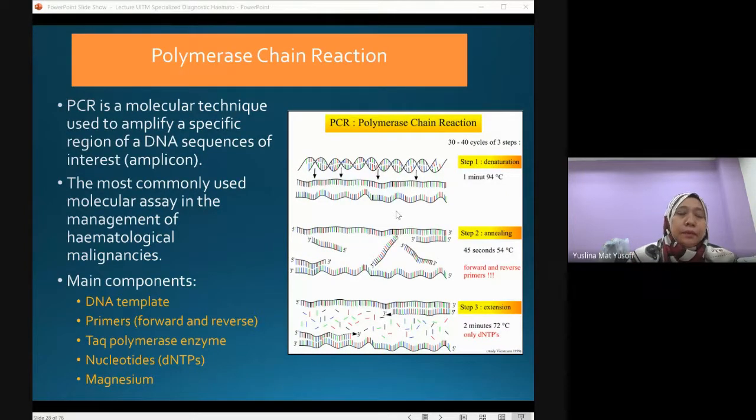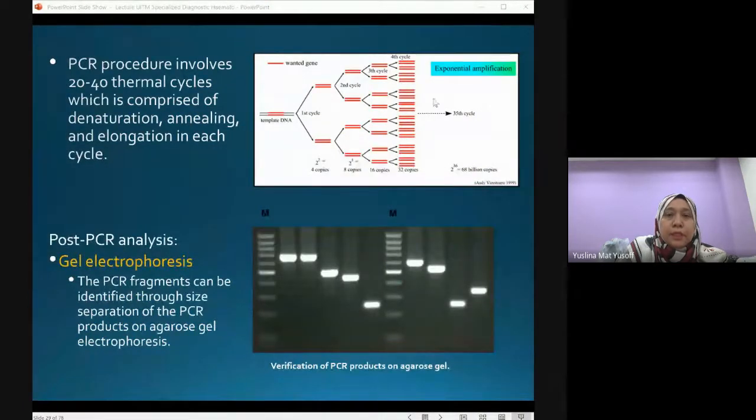And then we move to PCR. PCR is a molecular technique used to amplify a specific region of DNA sequence of interest, and it is the most commonly used molecular assay in the management of hematological malignancies. The main components in PCR are the DNA template, the primers, forward and reverse primer, Taq polymerase enzyme, the nucleotides, and also magnesium. PCR procedures involve 20 to 40 thermocycles, which comprise denaturation, annealing, and elongation in each cycle. After we do that, we need to do gel electrophoresis. This is the post-PCR analysis step. Here, the PCR fragments can be identified through size separation of the PCR products on agarose gel electrophoresis.